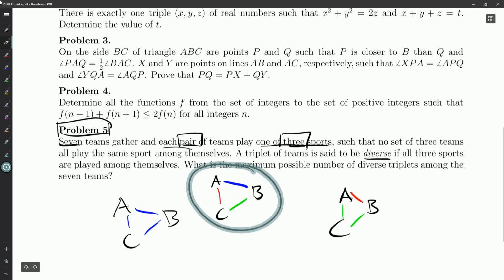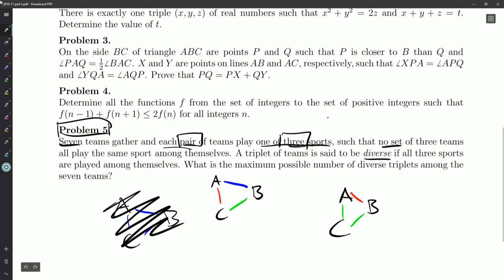Okay. So, no set of 3 teams all play the same sport amongst themselves, so I guess this would be impossible because all 3 of those teams were playing water polo. Okay, what is the maximum possible number of diverse triplets among the 7 teams?